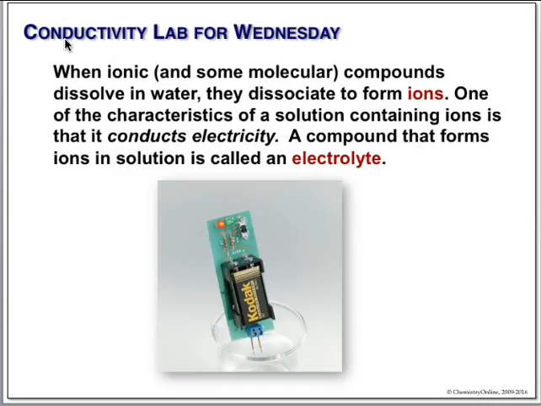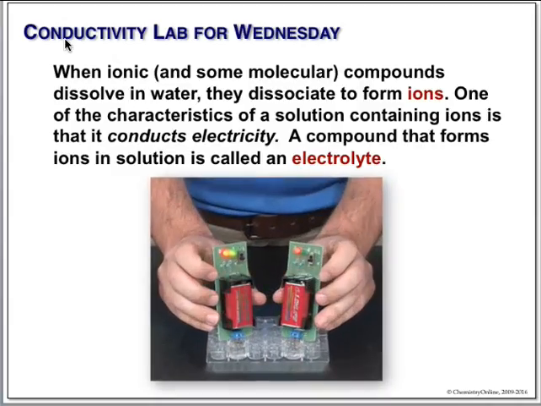This is the little conductivity meter you're going to be using. Nothing fancy. It's got a battery, a little bit of logic, and two LEDs, a red and a green. Depending upon how strongly ionized something is, they will glow differently. This one, for example, the red and the green are both glowing very brightly. This is a strong electrolyte, lots of ions in solution.